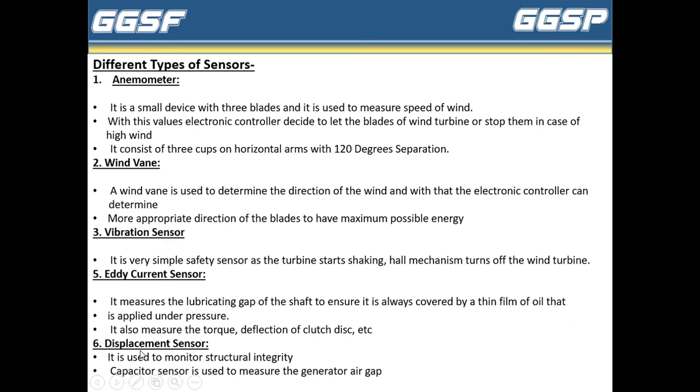What is meant by displacement sensor? It is used to monitor structural integrity. The function of the displacement sensor is to monitor the structural integrity. Capacitor sensor is used to measure the generator air gap.